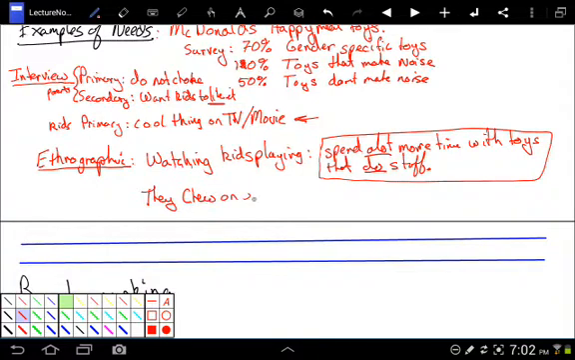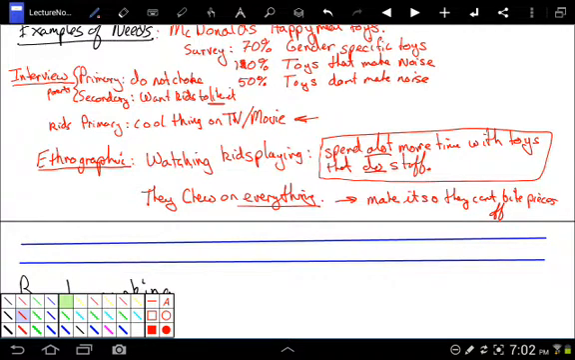You also find out by watching them that they chew on everything. Chew on everything. So, what does that tell you? Well, you learn that one of the needs is to make it so they can't bite pieces of it off. Right? Can't bite pieces off.